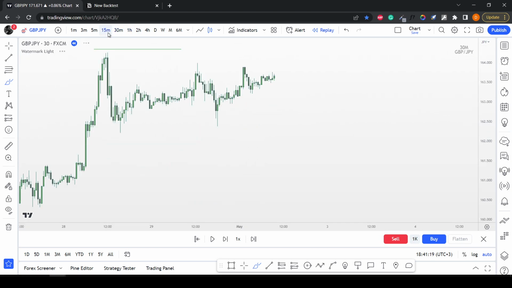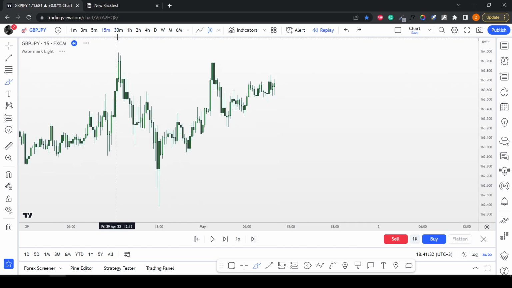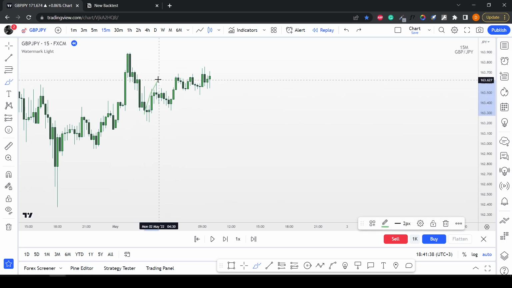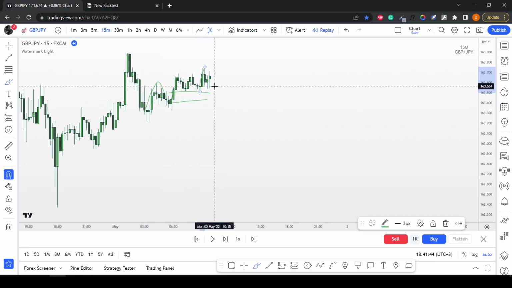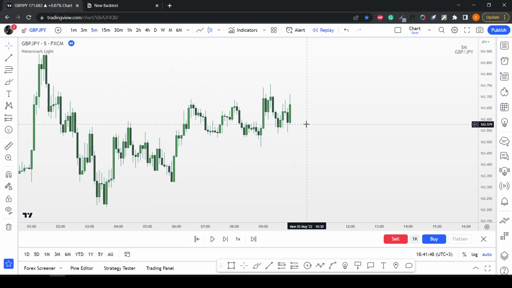So let's check 15 minutes. 30 minutes created this real clear push, mitigation here, and moving up. 15 minutes created this break, same as on 30 minutes, and developing inside structure, mitigated here, almost broke here, so I'm okay with following on 5 minutes.